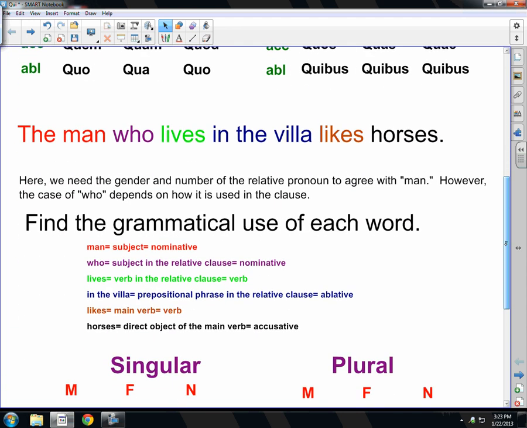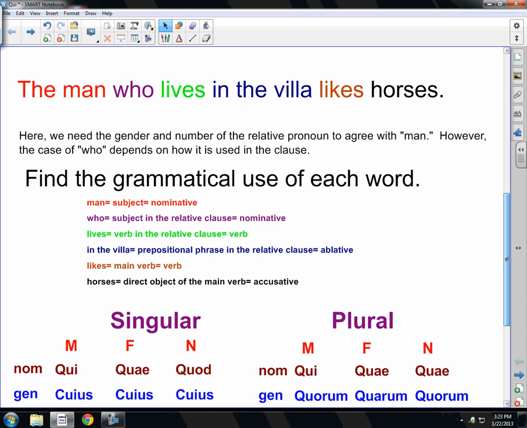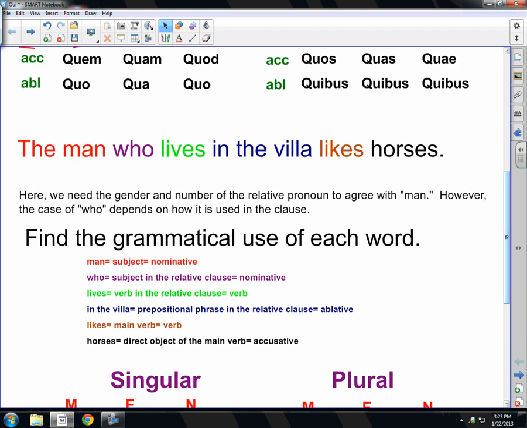Well, that's what we're going to talk about right here. In this sentence, we have the man who lives in the villa likes horses. Well, we know the word man is the subject of this verb, which is likes. We're going to use amat for likes. We know that the direct object of likes is horses. So we're going to have equos, because it's plural, it's accusative, it's my direct object.